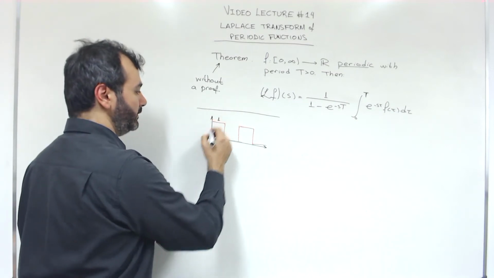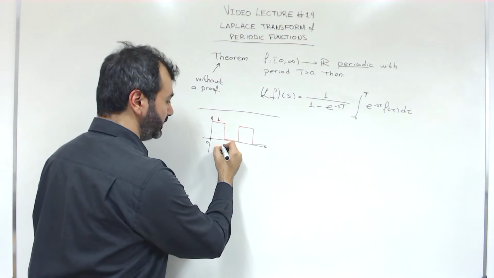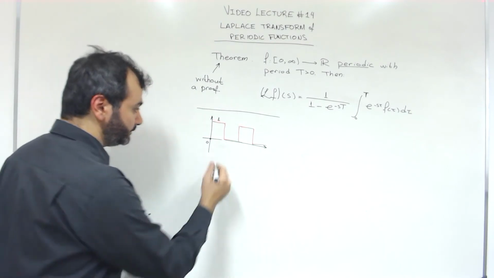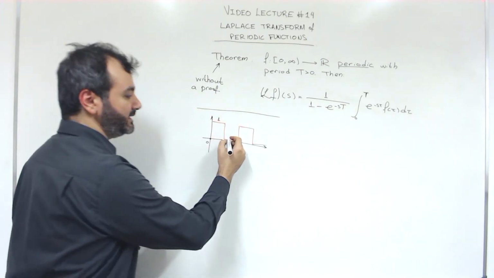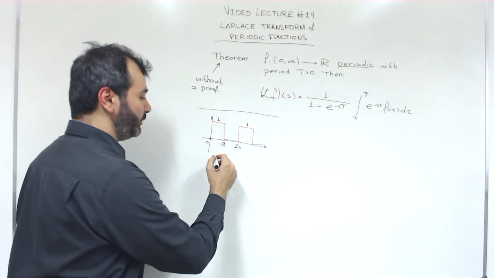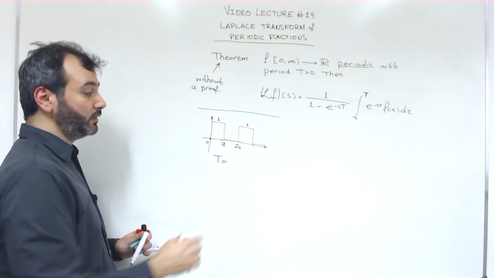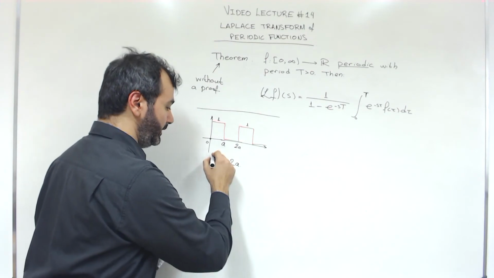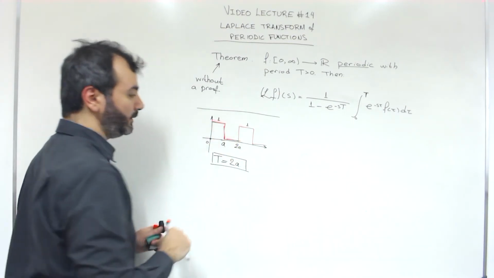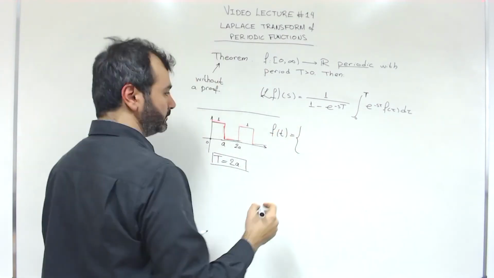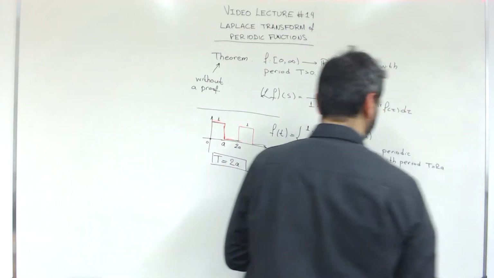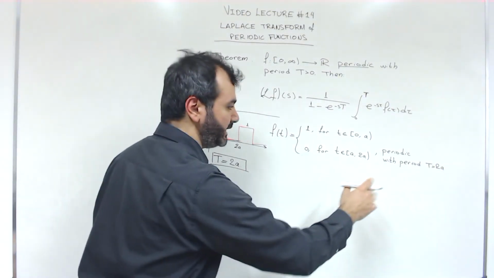which is 1 from 0 to some time, let's not call it T uppercase, let's call it a lowercase. And then it is 0 from a to 2a, and then it is 1, and so on and so forth. So the function is periodic, with period T uppercase equal to 2 times a. And it suffices to define the function from 0 up to 2 times a. Let's define this function. And we can say it is periodic with period T uppercase equals 2 times a.